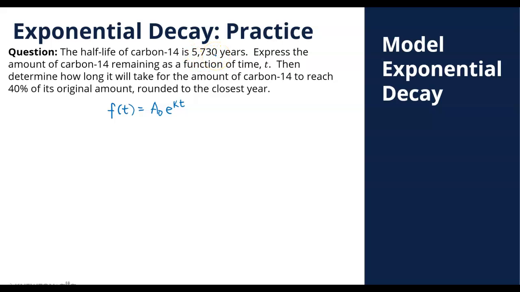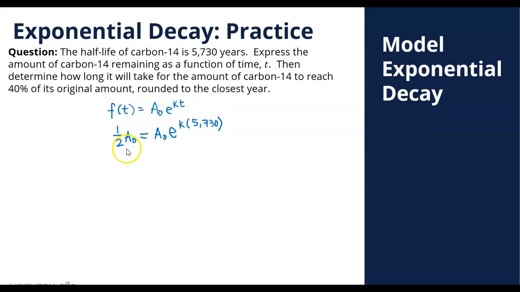Now notice that here we are given the half-life of carbon-14, which is equal to 5,730 years. If you recall, half-life is the time it takes to reach half of its initial value. So that implies that at t equal to 5,730, our f of t is half of the initial value. So we have 1/2 of a sub 0 is equal to a sub 0 e to the k times 5,730.